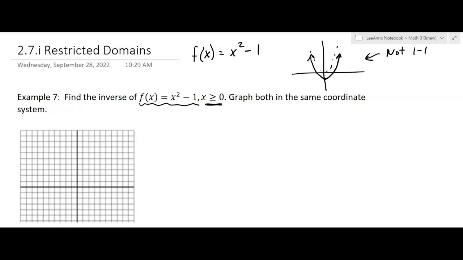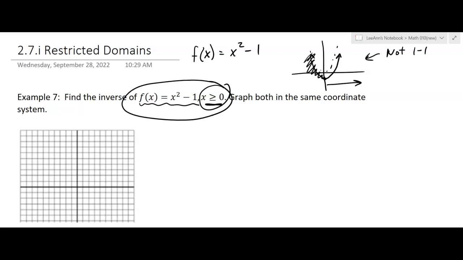Okay, so it is a function, but it's not a 1-to-1 function. So this is where the restriction comes in. And the restriction says, oh, we're only going to let x be greater than or equal to 0. So we're only talking about x values from 0 to the right. So basically, we're just going to ignore this half of the graph, okay? And that's what we mean by the restricted domain. Now it's 1-to-1.